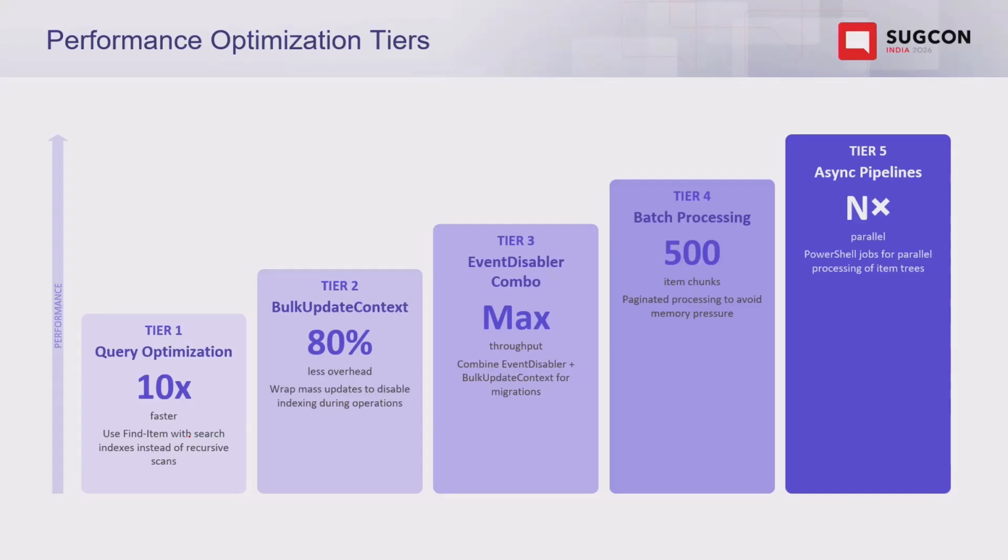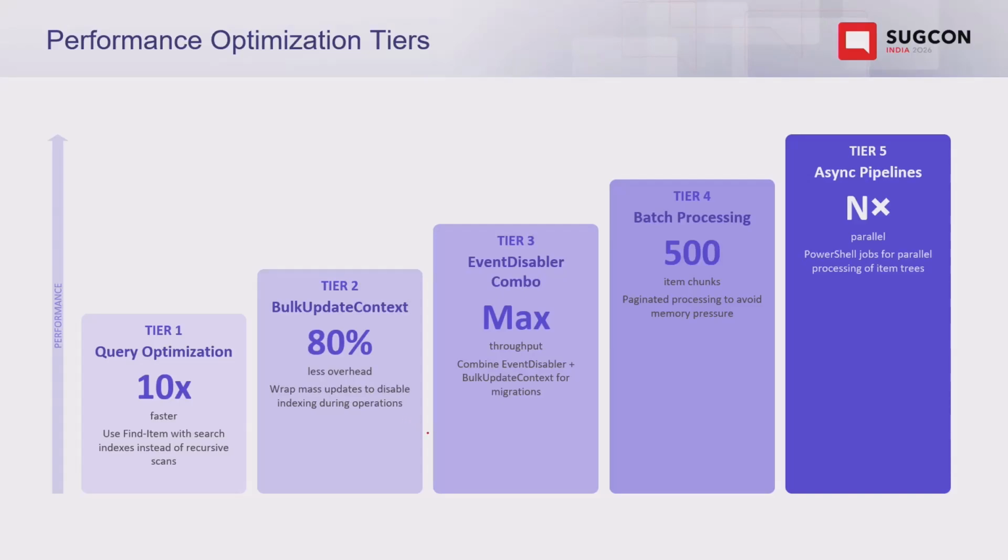If you want to do bulk operations, especially on the update side, then if you are using the bulk update context, it will speed up the update operations here. And at the same time, if you are using the event disabler for those items, then it will improve performance again on the higher side.